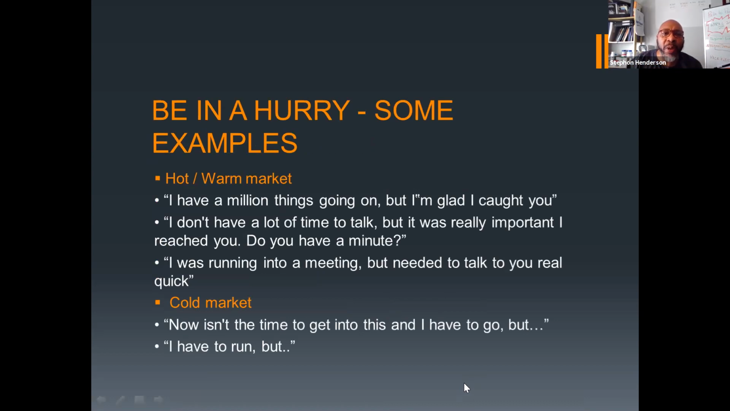So some examples of being in a hurry, for your hot market, your warm market. Your warm market are people that you know, right? And we say, these are the people that you have on your 100 persons list. These are people that are your practice, right? That's your practice list. Okay.